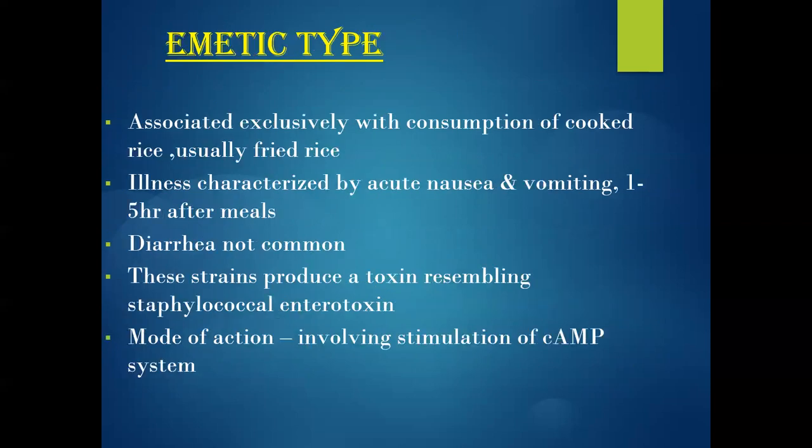coli. And the second one is the emetic type, associated exclusively with the consumption of cooked rice, usually fried rice. The illness is characterized by acute nausea and vomiting, 1 to 5 hours after the meal. Diarrhea is not common. These strains produce a toxin resembling staphylococcal enterotoxin. Mode of action is by the stimulation of the cAMP system.